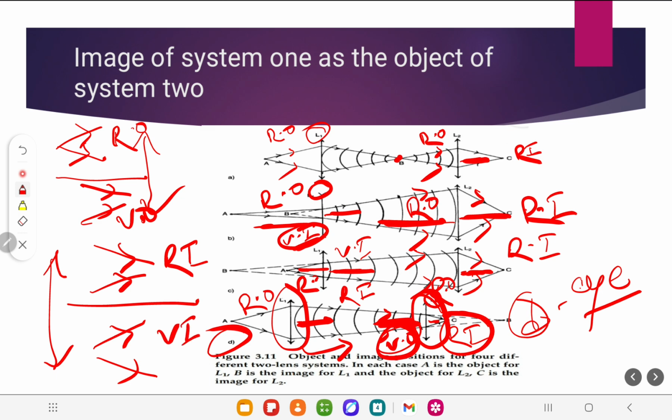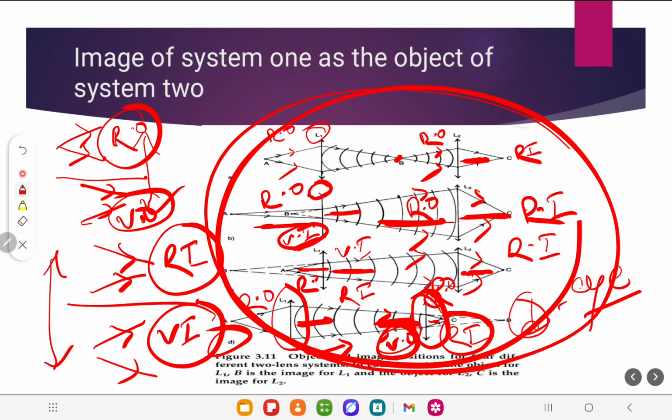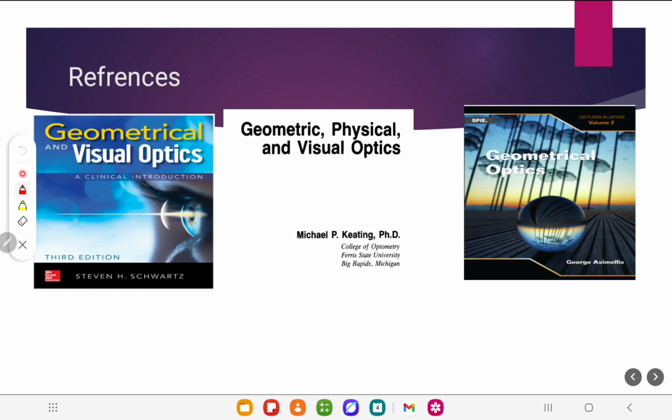It doesn't matter. Sometimes a virtual object forms a real image, sometimes a virtual object can form a virtual image, sometimes a real object can form a virtual image. We have seen a lot of cases here. You have to understand it. You can come back to it, and this is a picture from Keating. You can go there and understand, which is central and important to understand this concept. So I hope you understand real object, virtual object, real image, virtual image, image space, and object space.